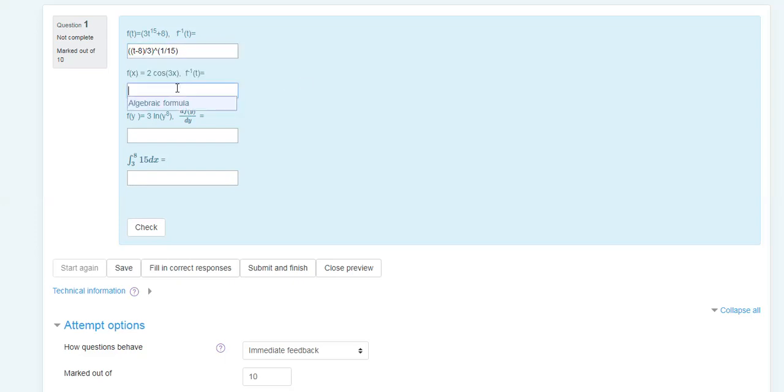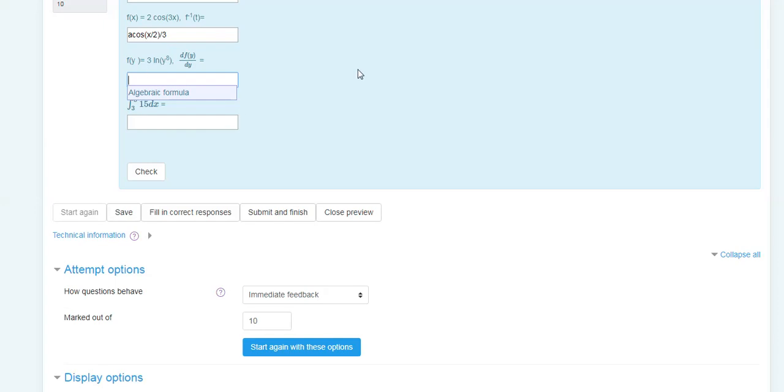That's the first answer. The second answer, it will be inverse cosine of x over 2, and divided by the coefficient of x, because it will be 3 here. So it will be inverse cosine of x over 2, over 3. The third answer, derivative is 3 times 8. As you can see, the student does not have to have a calculator, and the answer for this is 15 times 8 minus 3.